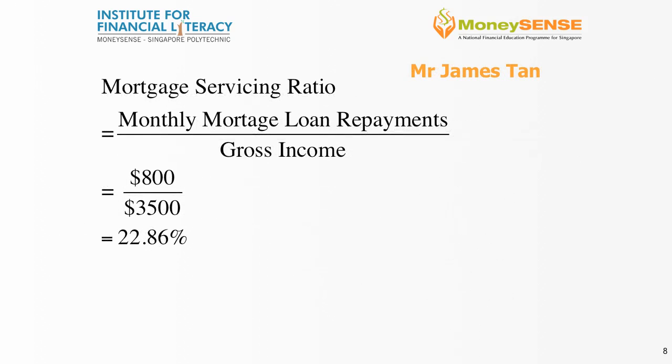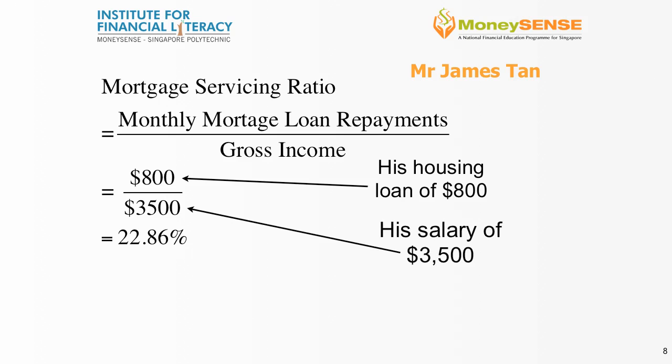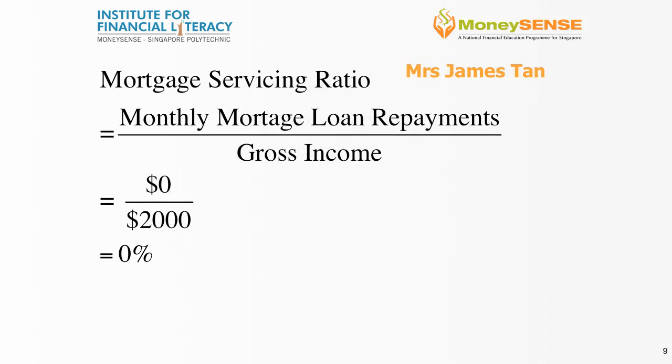Mortgage servicing ratio for Mr. James Tan. Mortgage servicing ratio is defined as the monthly mortgage loan repayment divided by gross income. Mr. James Tan has a housing loan of $800. This makes up his monthly mortgage loan repayment. His gross salary is $3,500. This amount includes his employee's CPF contribution. His mortgage servicing ratio is 22.86%.